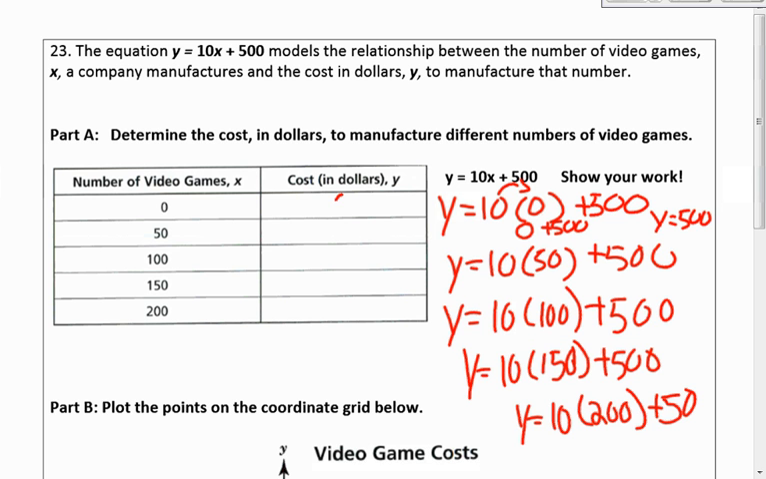So I'd fill that in. When x is 0, y is 500. For the next one, I would do 10 times 50, and then I would add 500 to that, and I would get 1,000. For the third one, I would do 10 times 100, and then add 500 to that, and I would get, what would I get? 1,500, sorry. For the next one, when you substitute 150 in, you get 2,000. And for the last one, when you substitute 200 in, you get 2,500.